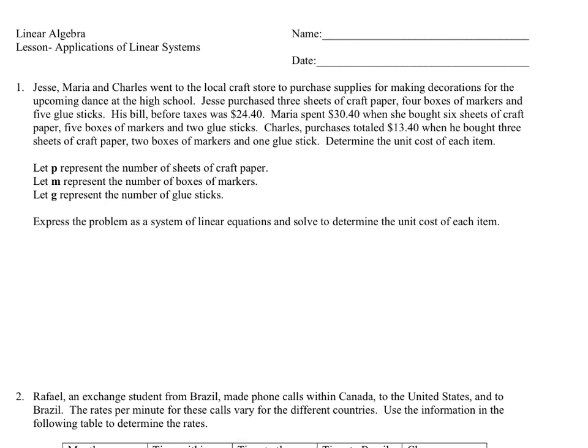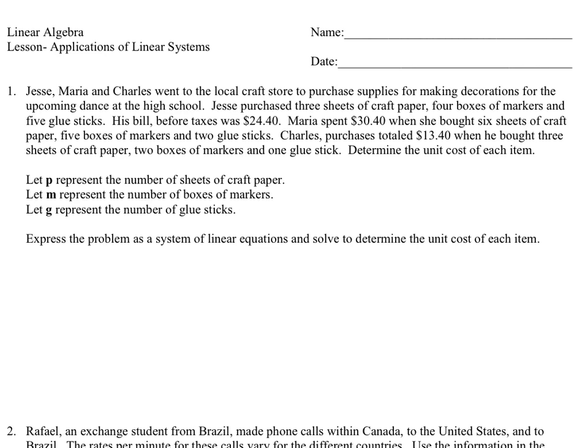All right. So we have Jesse, Maria, Charles went to the local craft store to purchase supplies for making decorations for the upcoming dance at the high school. And of course, they were thinking matrices and linear algebra when coming up with all this stuff. Jesse purchased 3 sheets of craft paper, 4 boxes of markers, and 5 glue sticks. All right, so right back to algebra 1 here. 3 sheets of craft paper, which is P, 4 boxes of markers, and 5 glue sticks.